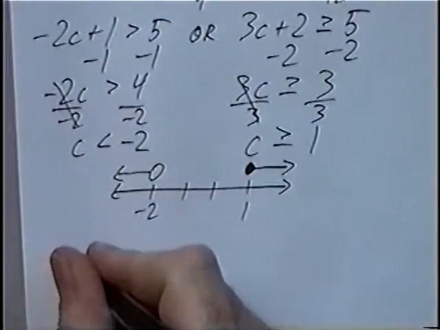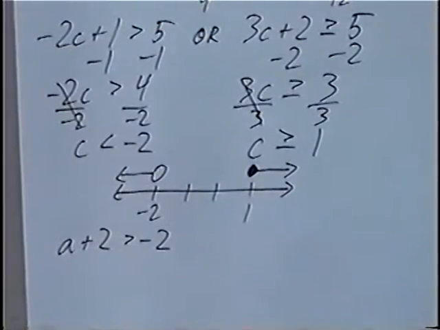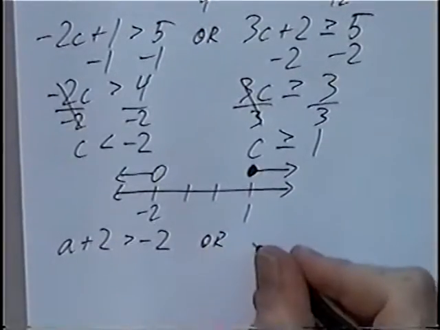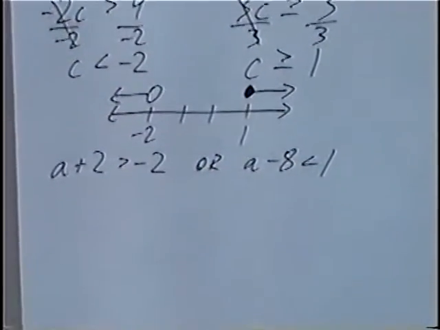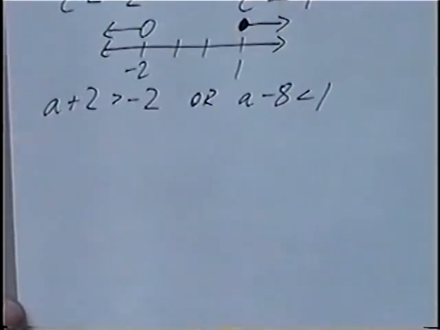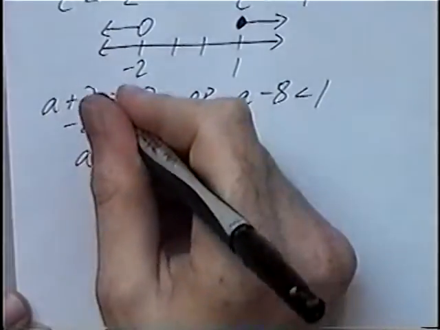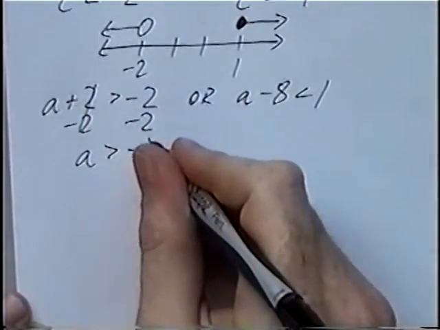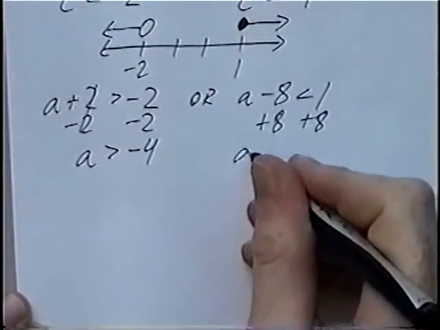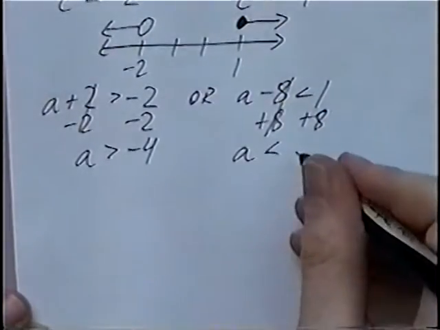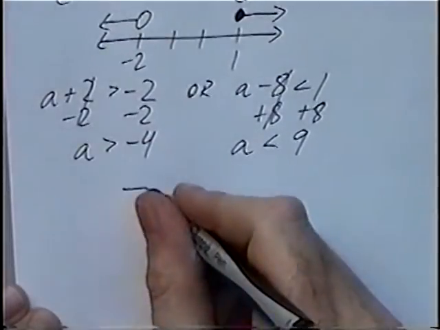Next problem for the section, a plus 2 greater than or equal to negative 2, or a minus 8 is less than 1. Solving the inequality, we can subtract 2 on both sides. So we have a is greater than negative 4. Second inequality, we can add 8 on both sides. So we have a is less than 9. Graphing negative 4 and 9 on the number line.